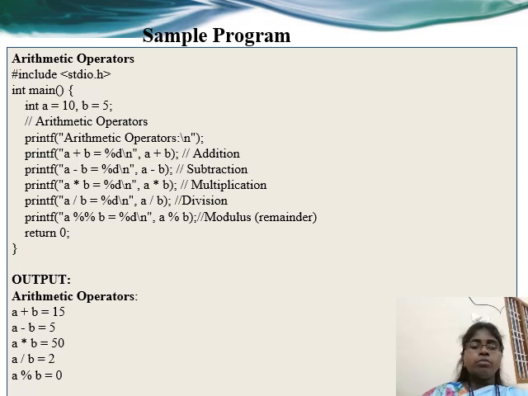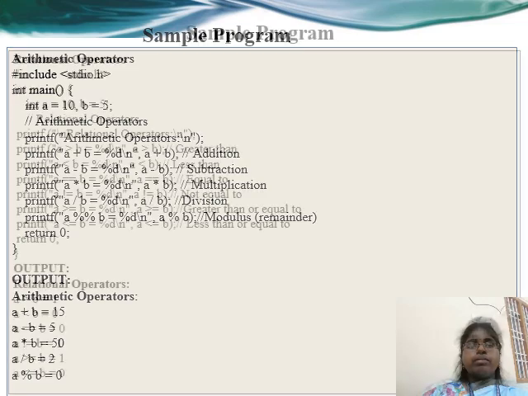The output of the arithmetic operators is a + b = 15 and a - b = 5, and a * b = 50, and a / b = 2, and a % b = 0. As declared above in the program, a = 10 and b = 5. It is the input of the program. Then the operations are performed on the input of the above program.